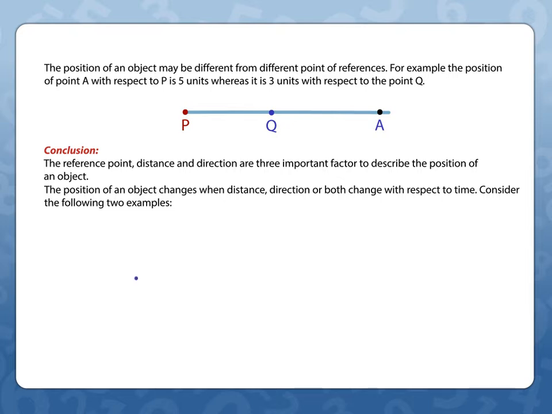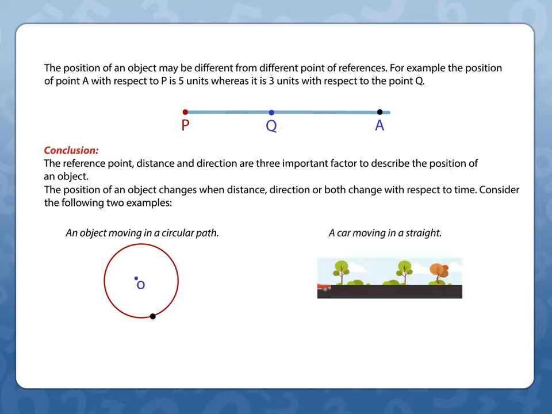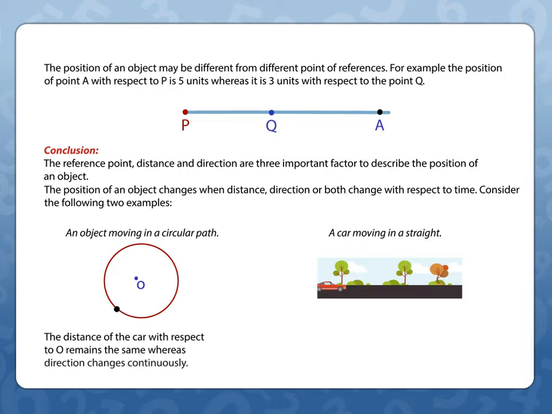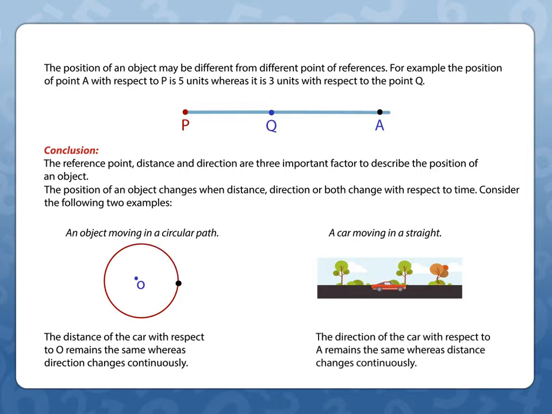Consider the following 2 examples. An object moving in a circular path, a car moving in a straight line. The distance of the car with respect to O remains the same, whereas direction changes continuously. The direction of the car with respect to A remains the same, whereas distance changes continuously.